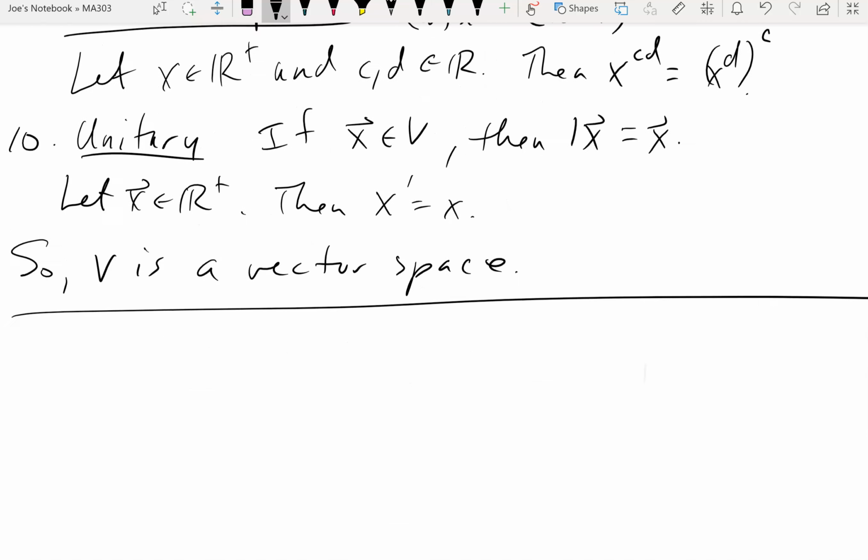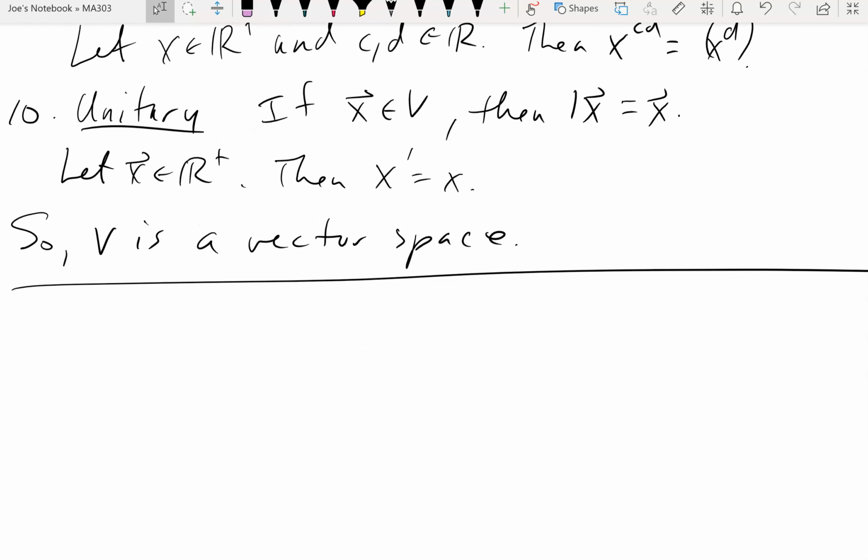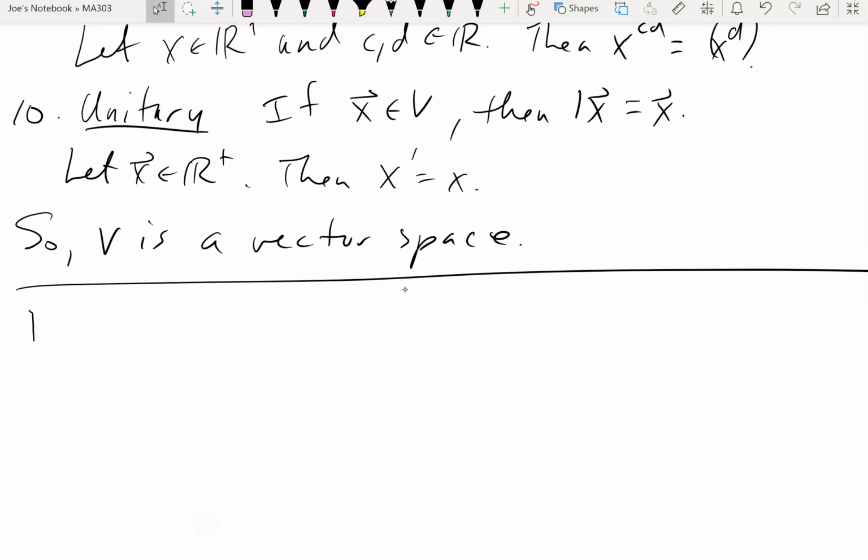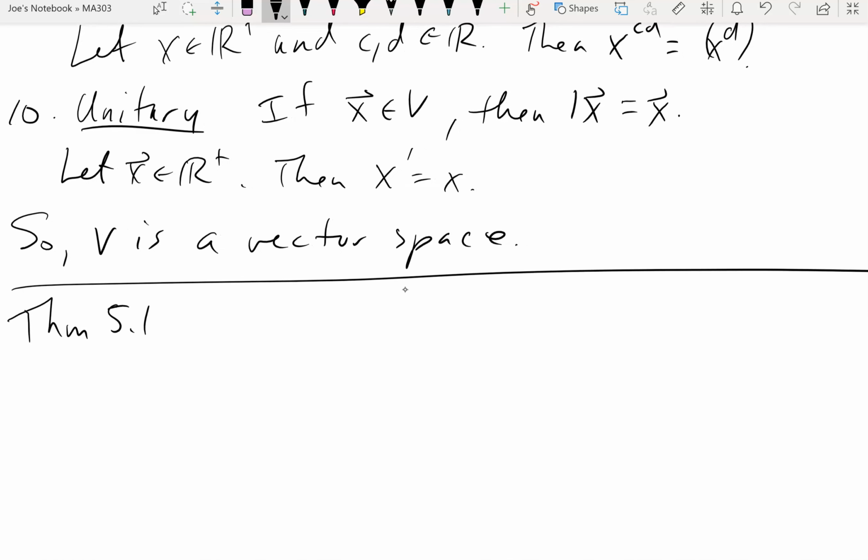All right. So one of the things that we are interested in with vector spaces is things that all vector spaces have in common. No matter what happens, no matter how you redefine your addition, no matter how you redefine your scalar multiplication, we want to see what kinds of properties all vector spaces have to have in common. Okay? So this is theorem 5.1.1 in your book.